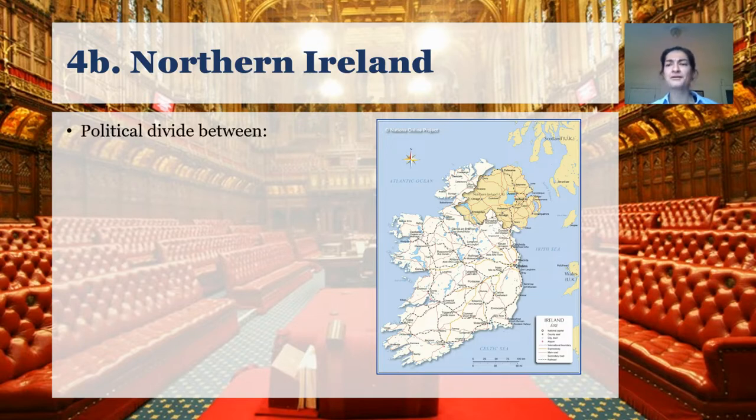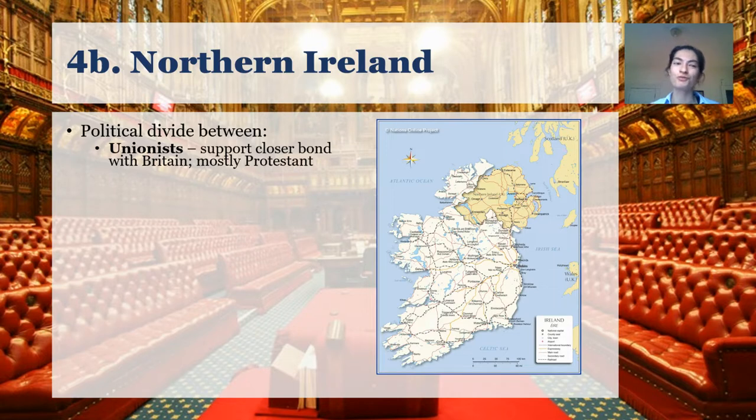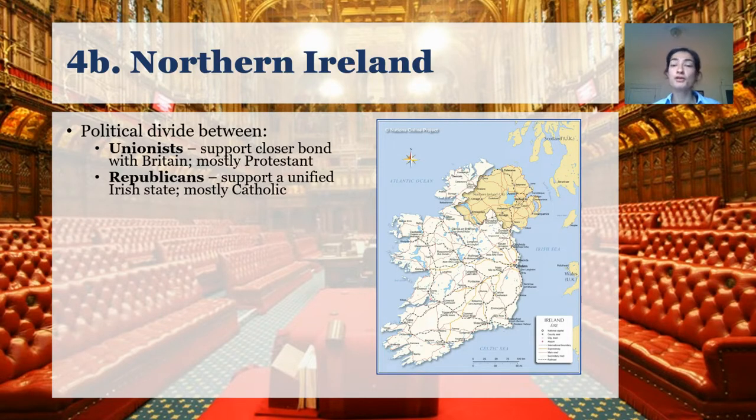So in Northern Ireland today, the basic political dynamic is that there's a divide between people called Unionists and people called Republicans. The Unionists support a closer union with Britain, or the United Kingdom, and those folks are predominantly Protestant. The Republicans, on the other hand, support unification of Northern Ireland with the Republic of Ireland, which would mean independence from the United Kingdom, and those folks are predominantly Catholic.